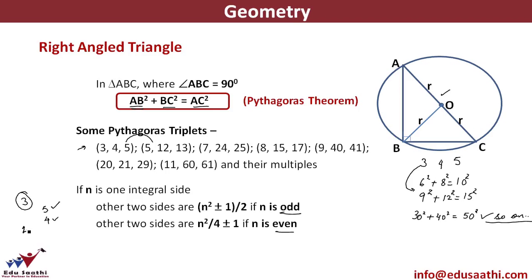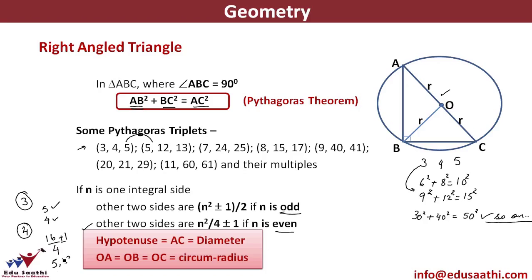If I give you a side which was 4, the other two sides would be given by the other formula: n square, 4 square 16, by 4 plus minus 1. So 4 plus 1, 5, and 4 minus 1, 3. These are the sides that I get.